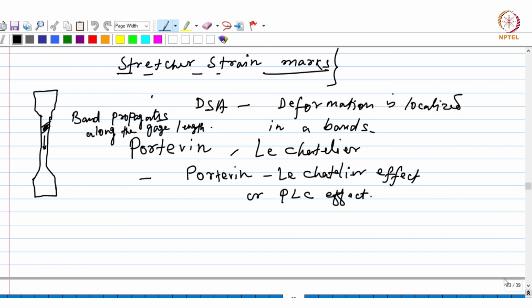So today we have seen that dynamic strain aging occurs in a particular temperature and strain rate range. How exactly that correlates with this inhomogeneous deformation is something we'll take up separately and discuss in more detail. But for today, this is all I have.